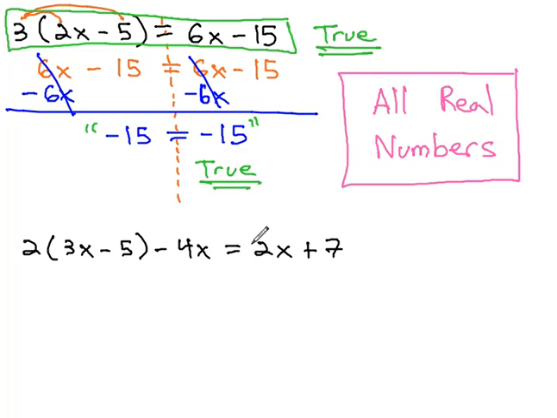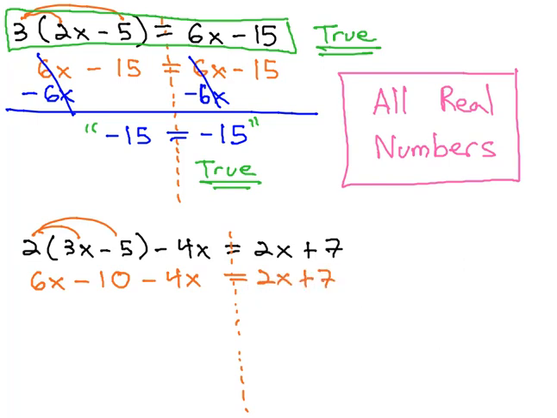In this problem, 2 times 3x minus 5 minus 4x equals 2x plus 7, we will, as usual, start by balancing on the equals and distributing through the parentheses to clean up the right side. That will give us 6x minus 10 minus 4x equals 2x plus 7. Continuing to simplify, we'll combine like terms to get 2x minus 10 equals 2x plus 7. Again, we want to get the variables all on one side, so we can get rid of 2 positive x's with 2 negative x's on both sides.